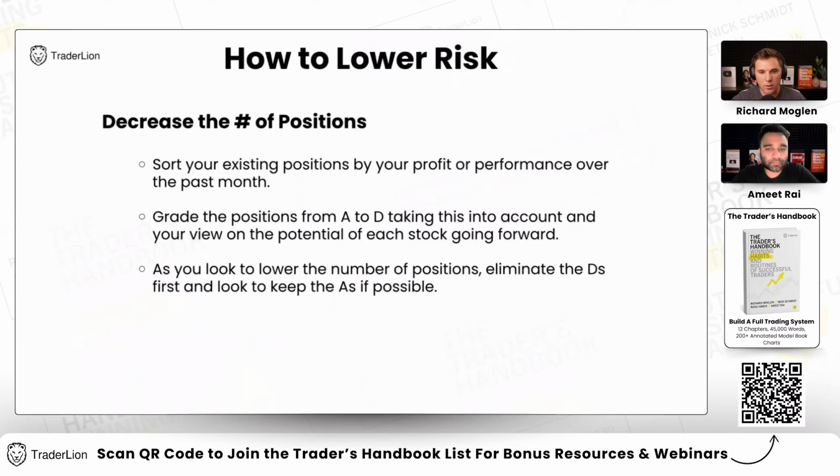So if the stock just broke out, it's still just pulling back to the 21 EMA, it's a stage 1 base, early in a stage 2 uptrend, it might still have a lot of potential, especially if the market environment is still strong. You would grade that A to B, especially if you have a nice profit in that stock. But if a stock hasn't really performed much, it broke out and then just stagnated, and there are other sectors and groups acting well, that might be more of a C or D stock, and those would be the first ones to sell if the market environment shifts or you just want to lower risk overall. So as you look to lower the total number of positions, start by eliminating the D's first and look to hold on to the A's if possible.